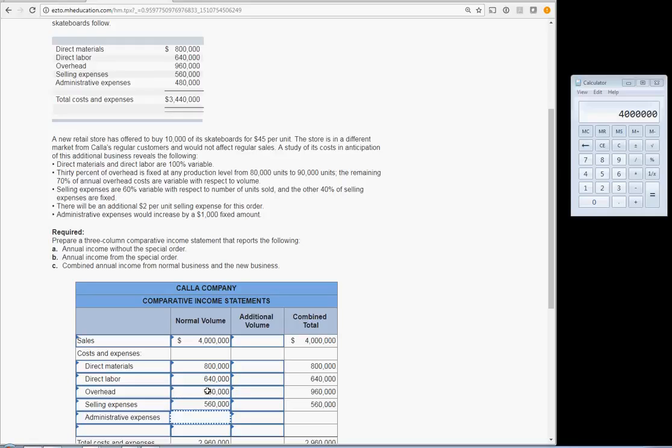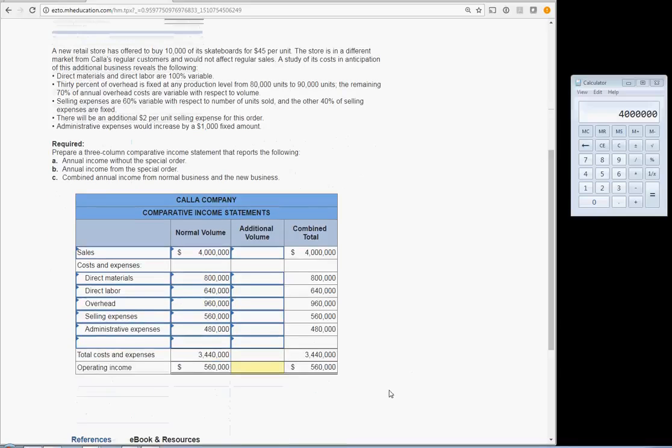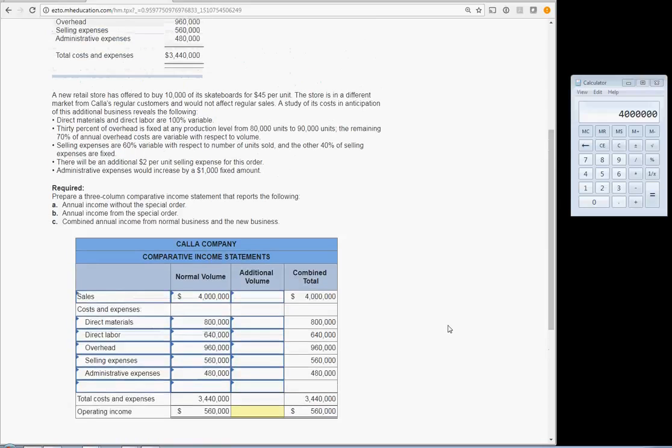And our administrative expenses are 480,000. That said, we have an operating income of 560,000. That's probably the easiest part of it, but now we've got to get into the additional volume piece. What is that going to look like?